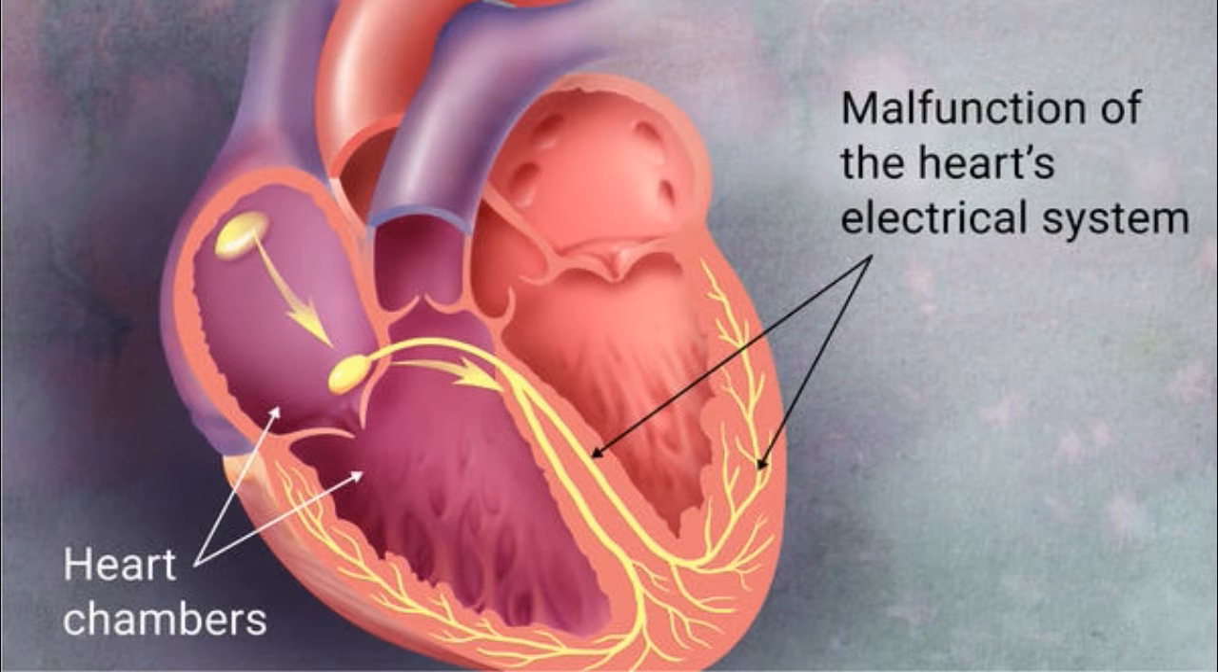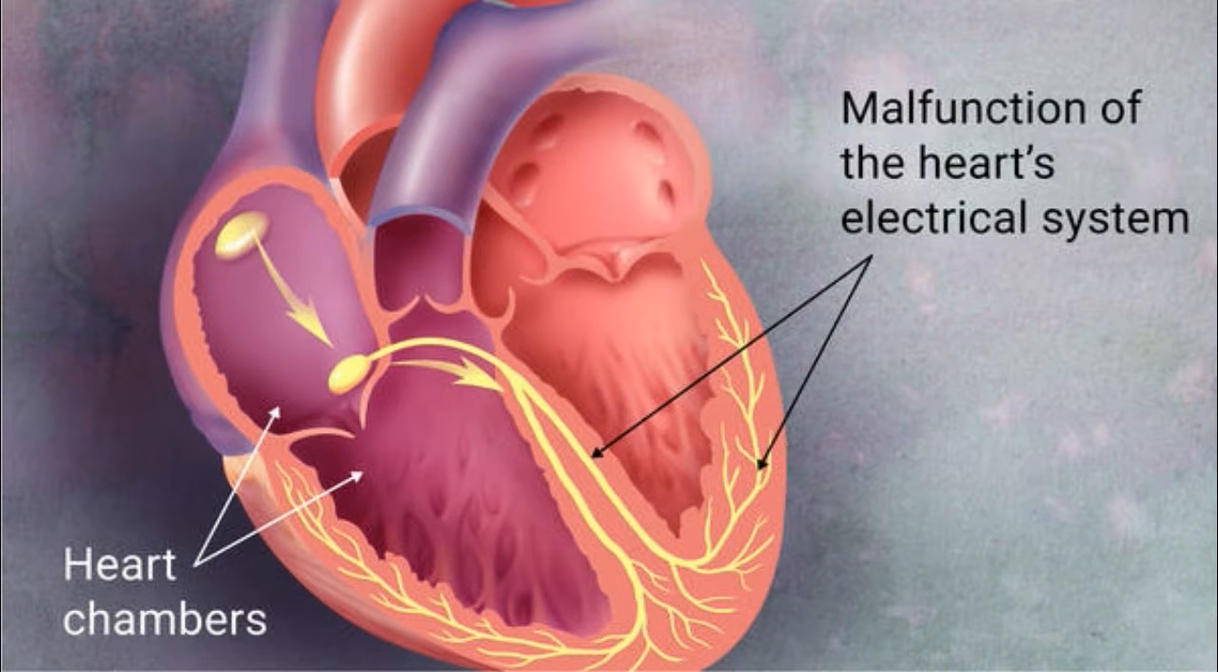Supraventricular tachycardia. Paroxysmal supraventricular tachycardia, PSVT, generally describes the rapid beating of the heart originating from the upper chambers. The most common forms of SVT include atrioventricular node reentry, AVNRT, atrioventricular reentry, AVRT, and focal atrial tachycardia.